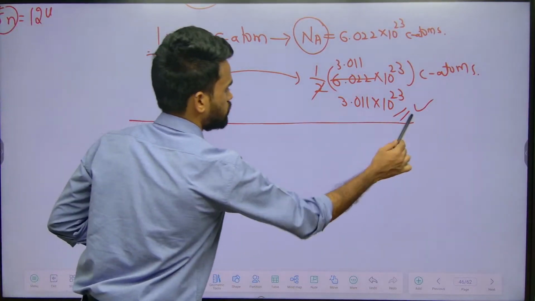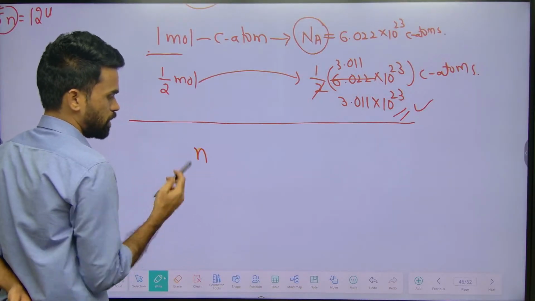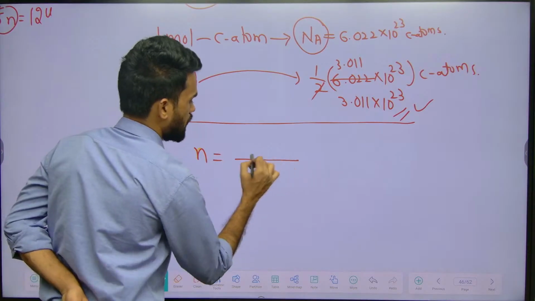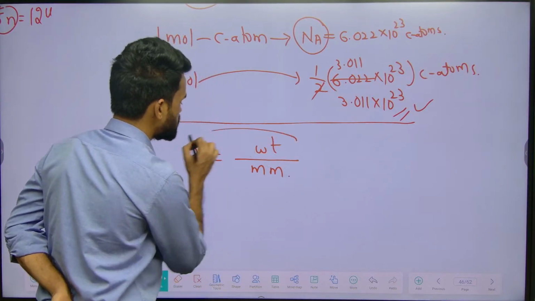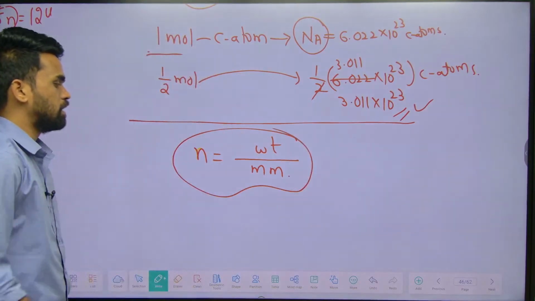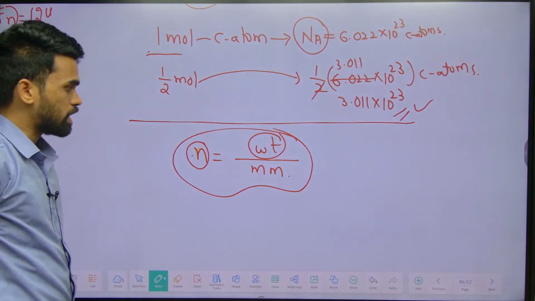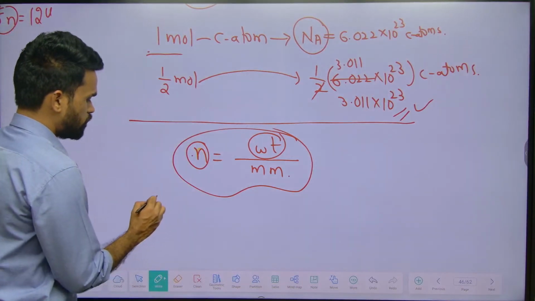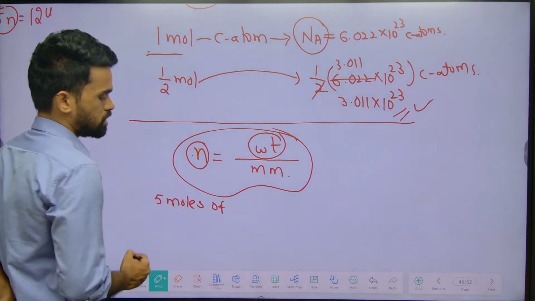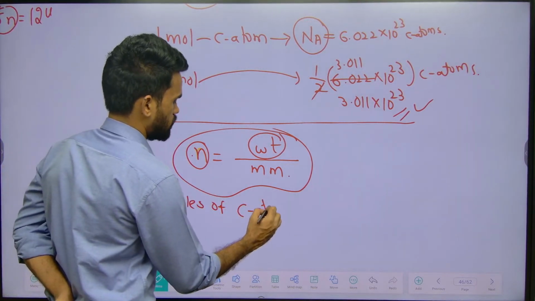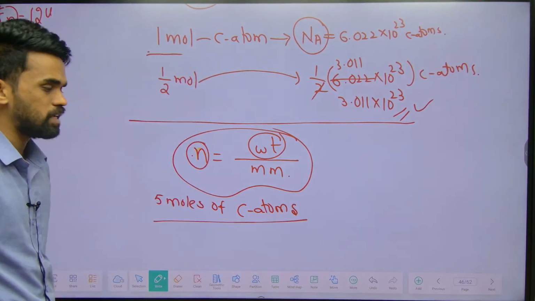See, whenever they give the number of moles, take it as given weight of the substance by molar mass of the substance. Okay, this is the first formula to calculate the number of moles, or the amount of substance. For example, here I am saying 5 moles of carbon atoms. How many moles of carbon atoms have I given? 5 moles of carbon atoms are given.